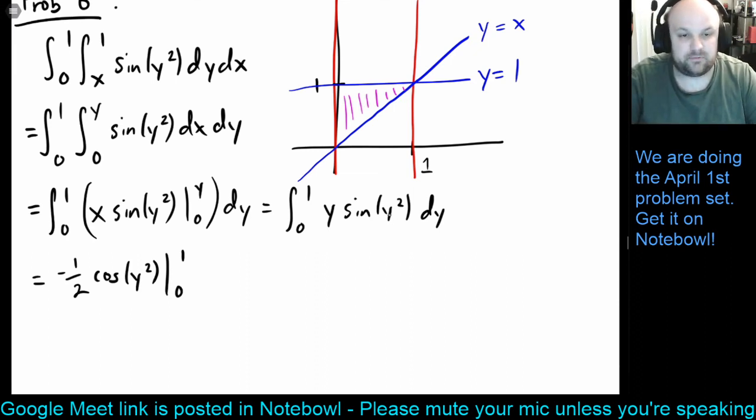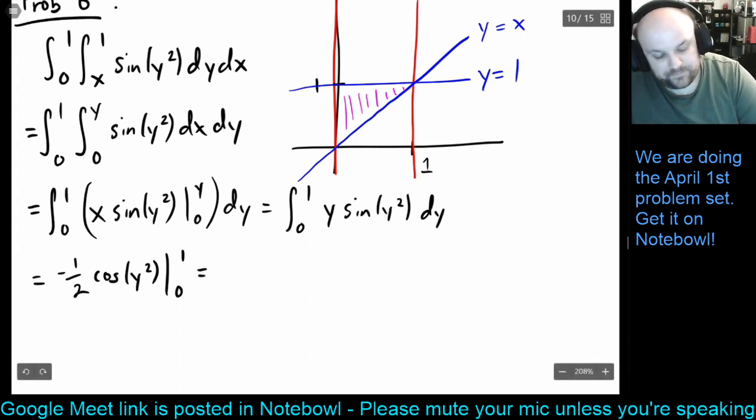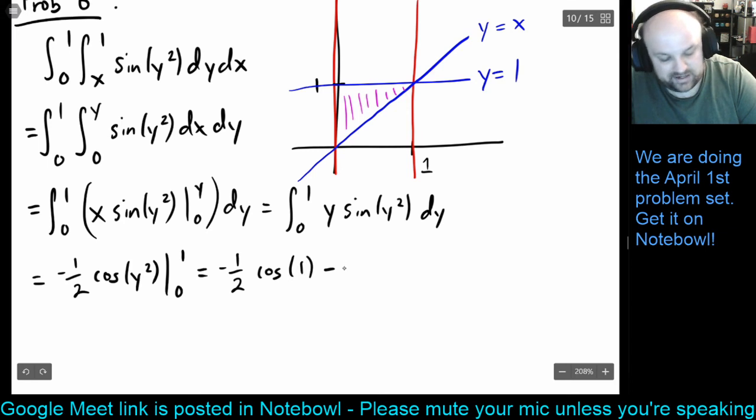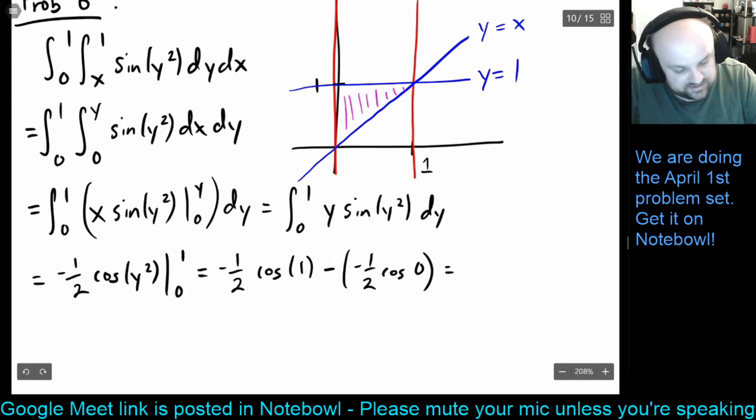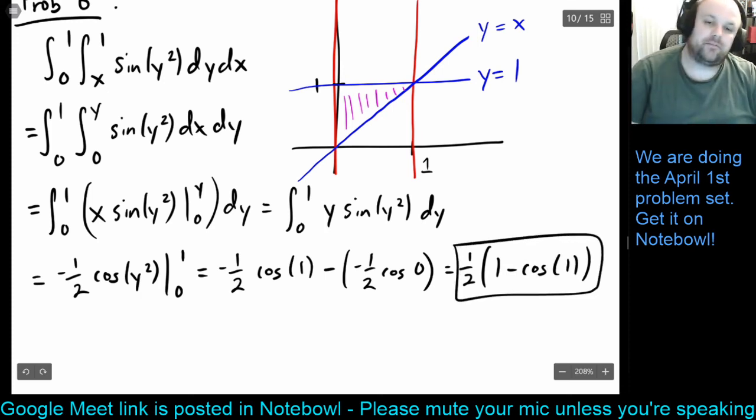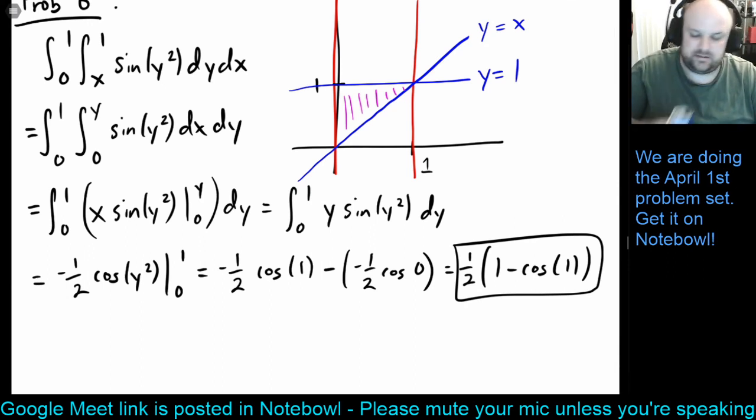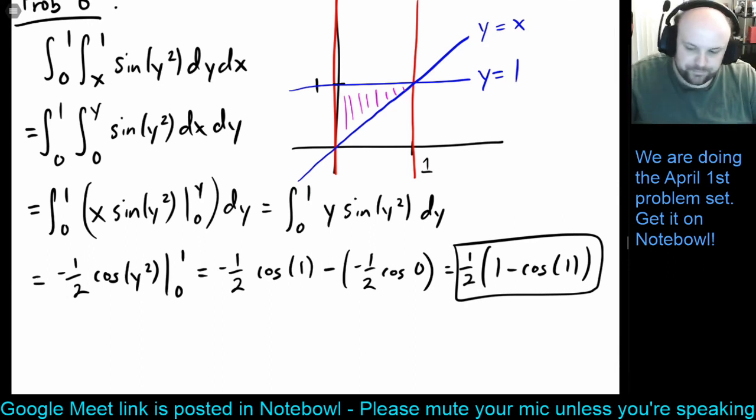This thing on the inside would be u. I'll let you think about why that should be true. And now just plug this stuff in. So we get minus 1/2 cosine of 1, and minus 1/2 cosine of 0. So this is 1/2 of, I guess 1 minus cosine of 1 would be the answer here. Whatever that happens to be. Any question about that one?